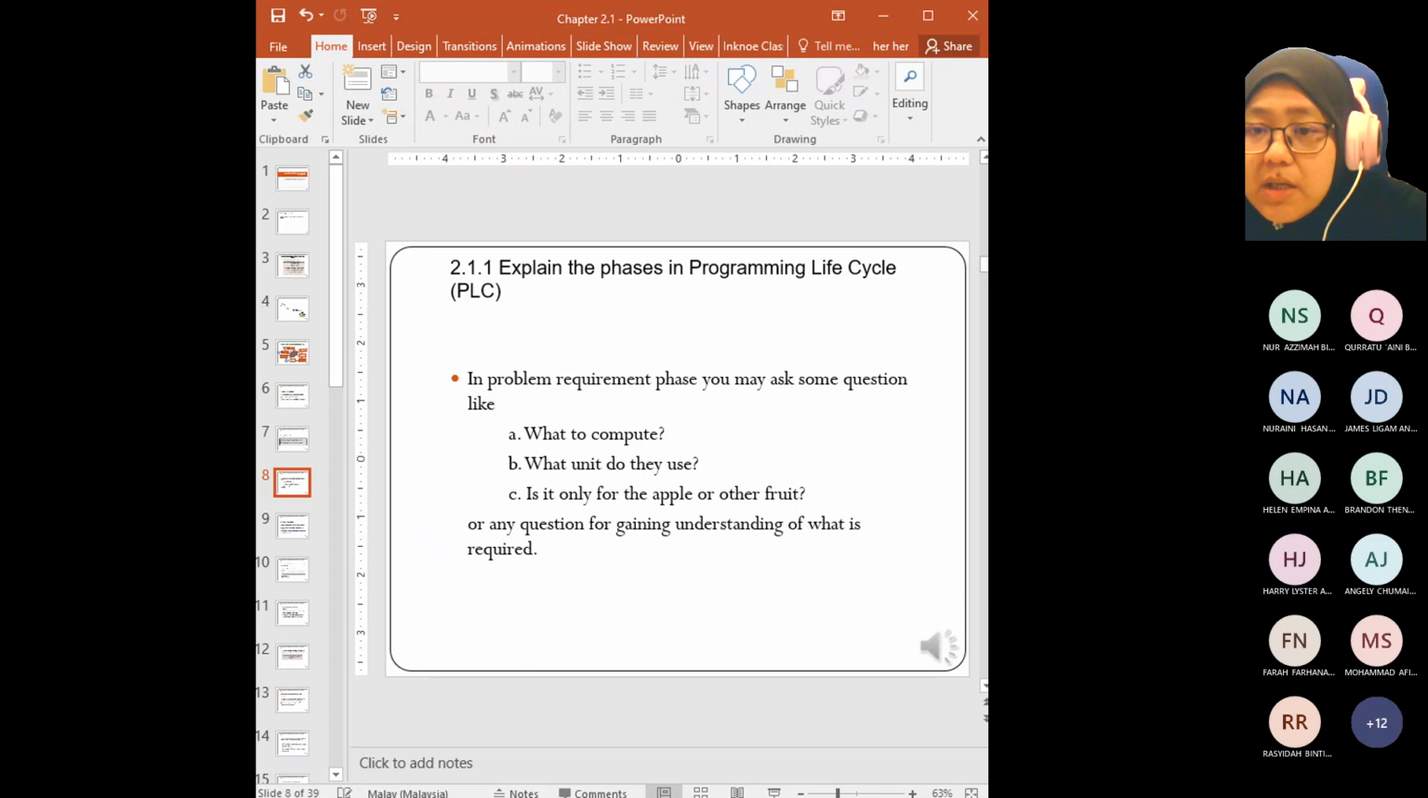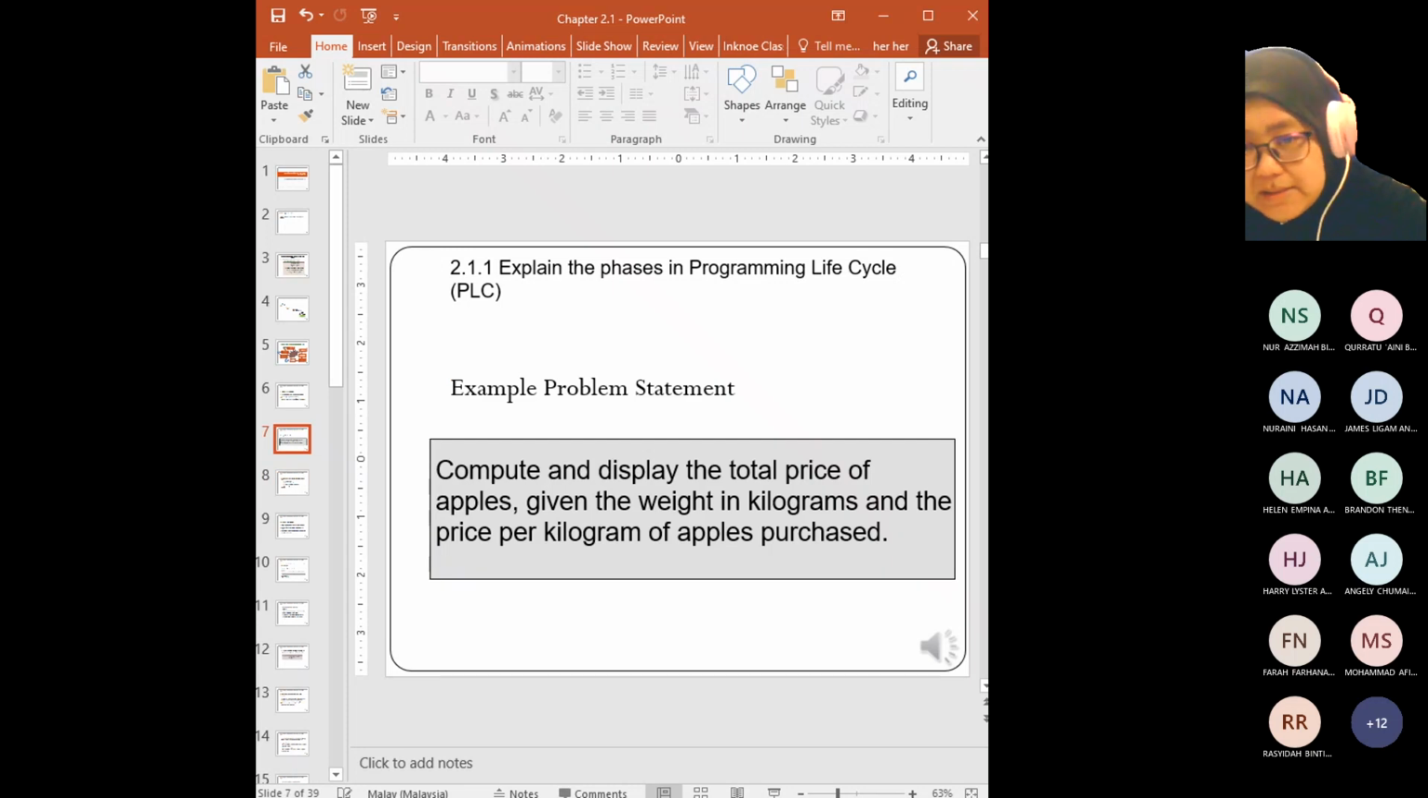Second question, what unit? What unit do they use? Unit apa nak pakai nanti untuk kira? Apa unit? Kilogram. Kilogram and ringgit Malaysia. Yes. Kalau kita kat Malaysia, kita pakai ringgit Malaysia lah. So this is answer for question B. Question C. Is it only apple or other fruit? It's on the apple. Yes. No other fruit. According to slide 7, we only want to calculate apple.